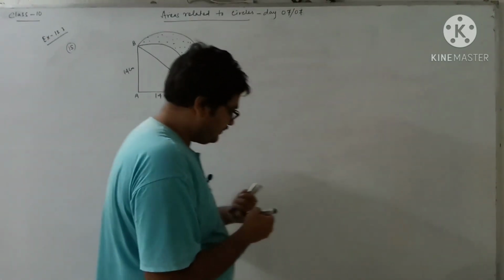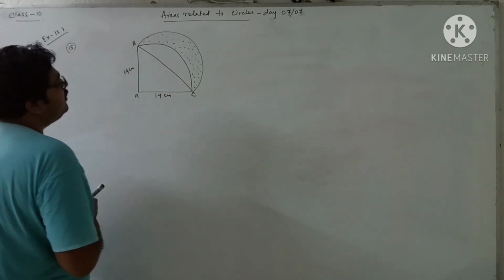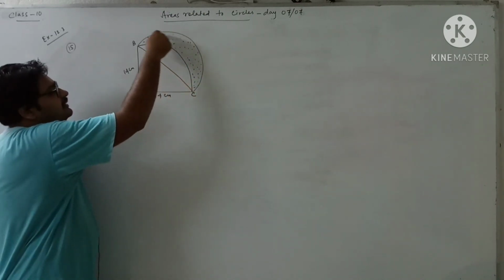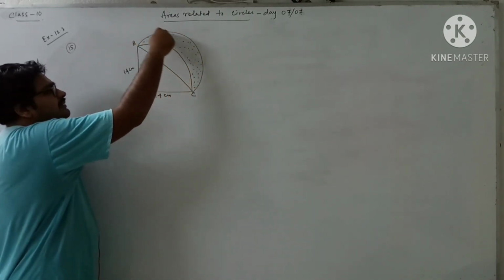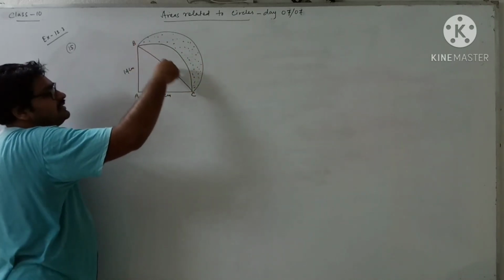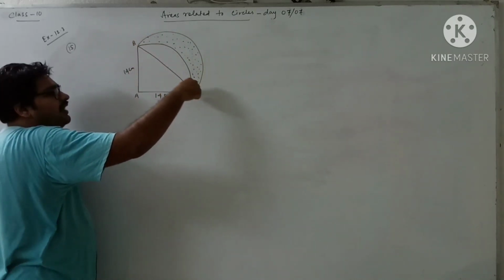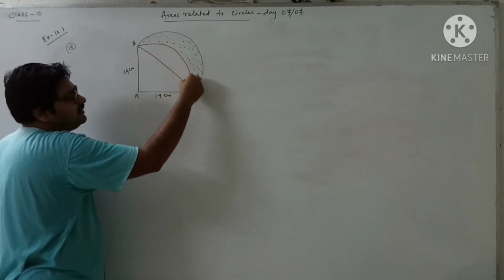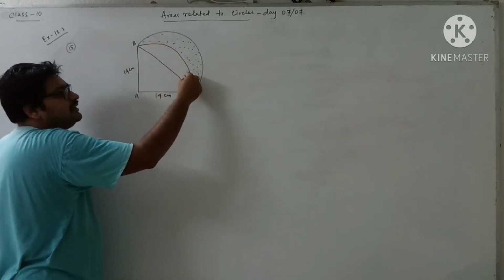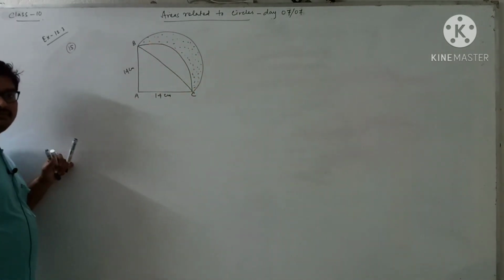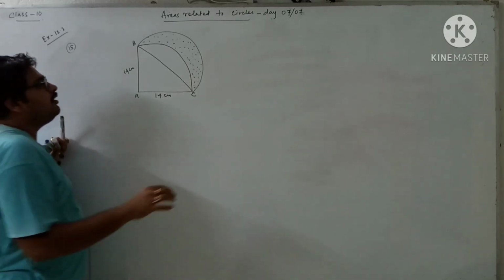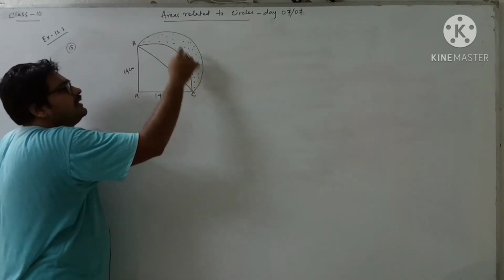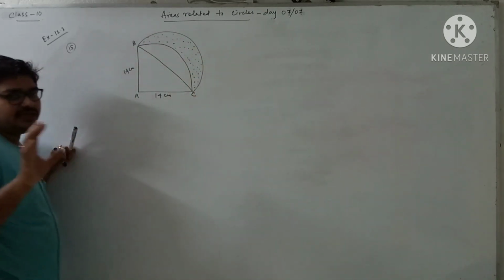Now look here. First of all, to find out the area of the shaded region, I need to find out the area of the semicircle, correct? The area of the semicircle with BC as diameter. If I can find the area of the semicircle, and from there subtract the smaller unshaded part, then only I get the area of the shaded region. That is my question actually.